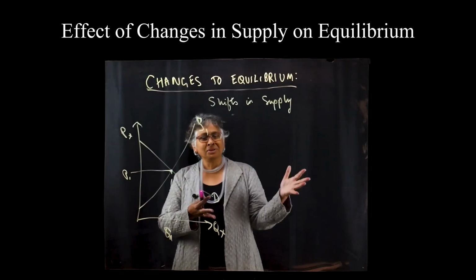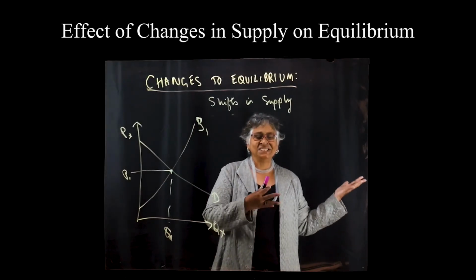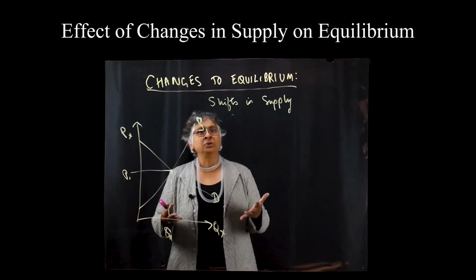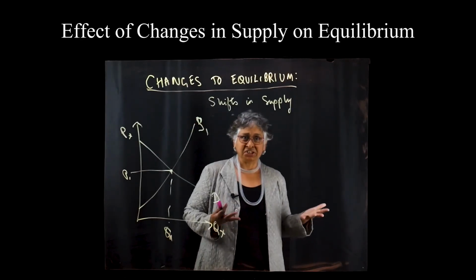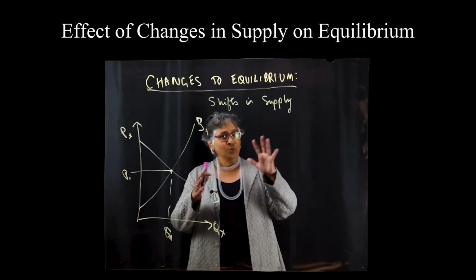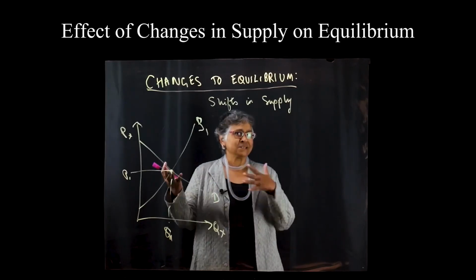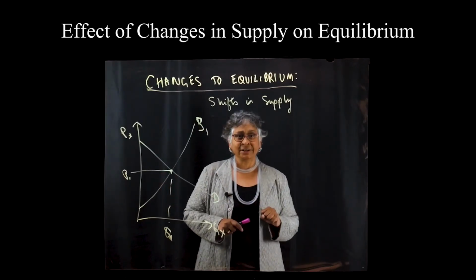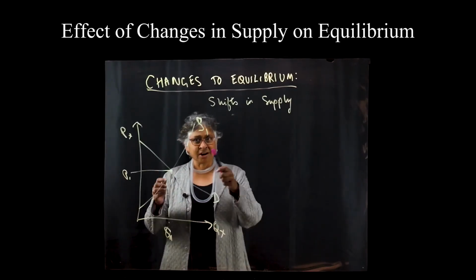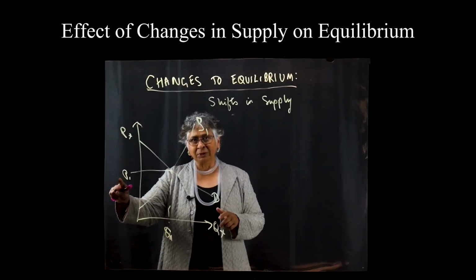Just as equilibrium will change if there is a change in demand, in the same way equilibrium can change if there is a change in supply. And so there are two ways in which this can happen. Supply can increase or supply can decrease.